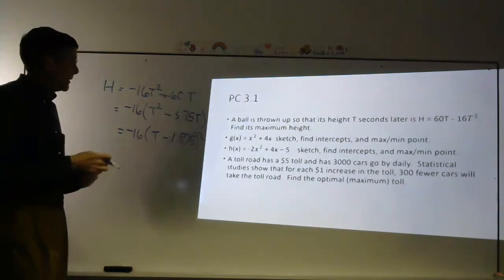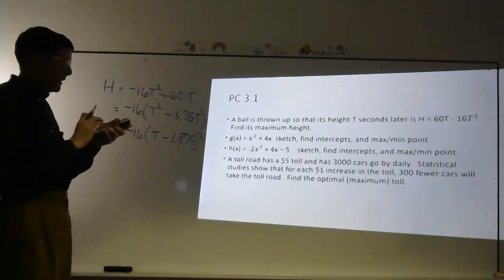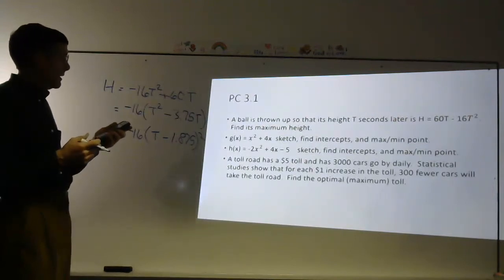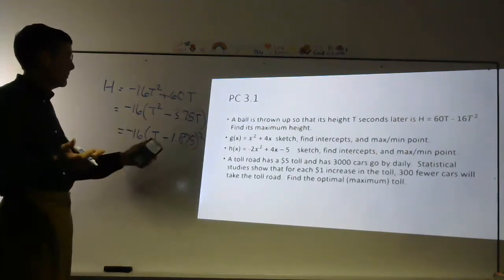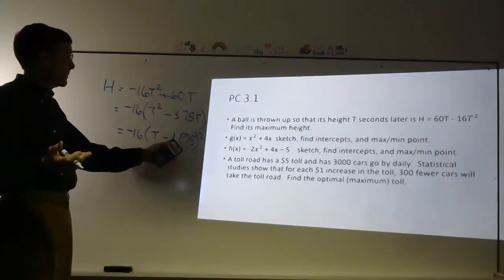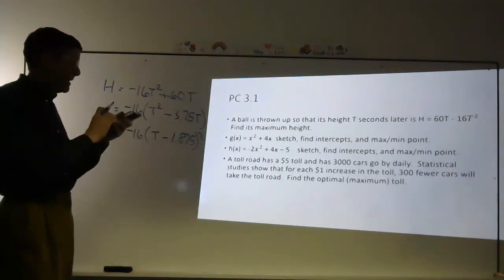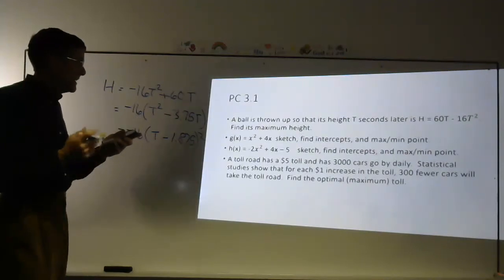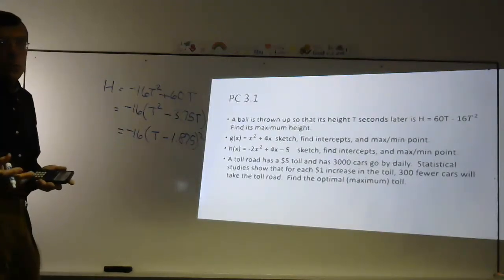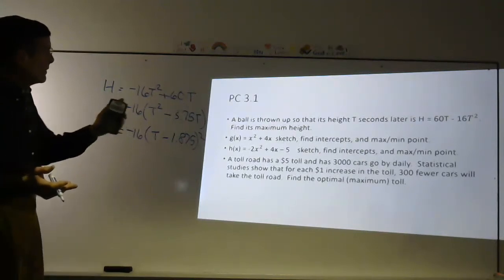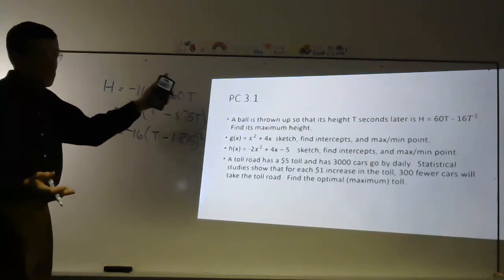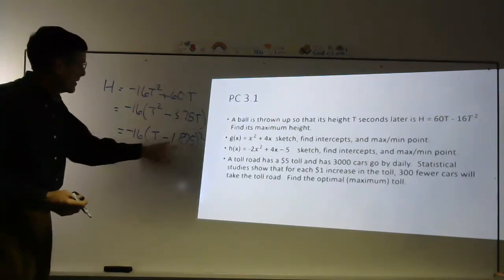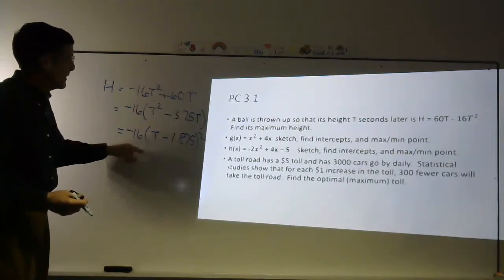Now we need to square this. So 1.875 squared gives me 3.52 when you square that, okay? Then times a negative 16 gives me a negative 56.25. There is no negative 56.25 up there. When you square this and take it times a negative, that's what you get.